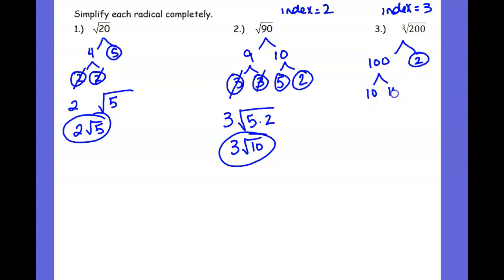100, I can do 10 and 10. And with 10, I can do 5 and 2 for both of them. Notice I always circle my prime factors. That makes it easier for it to stand out. So since my index is 3 now, I'm looking for my triples.